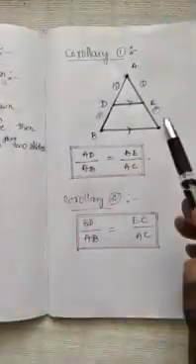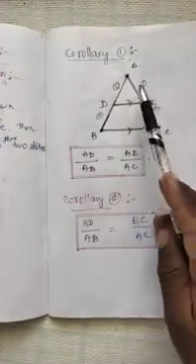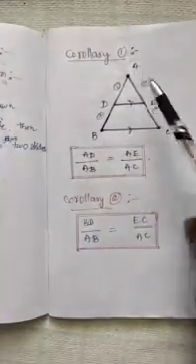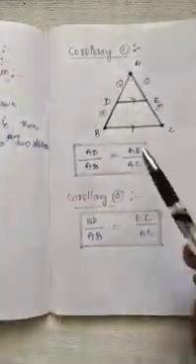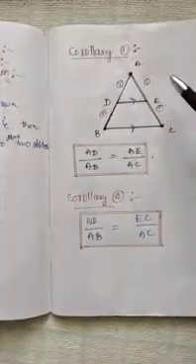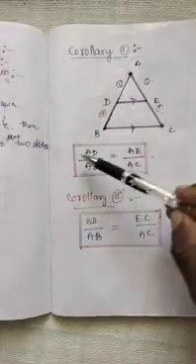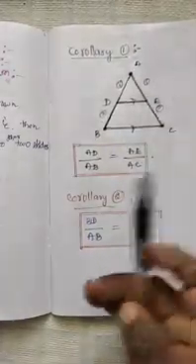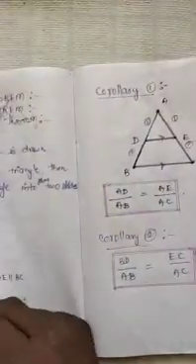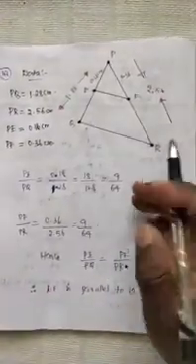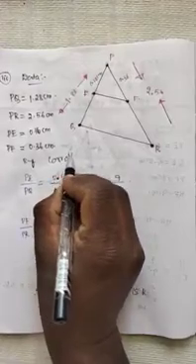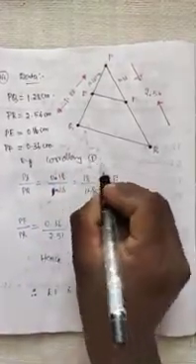Then corollary 1 is AD by AB equals AE by AC. That is corollary 1. BD by AB and EC by AC, that is corollary 2. So by applying corollary 1, we get AD by AB equal to AE by AC, according to corollary 1.